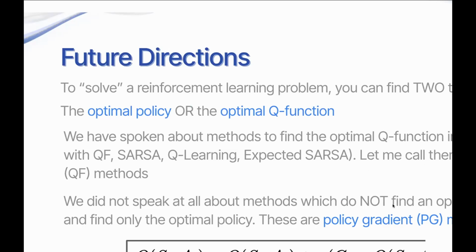We did not speak at all about methods which don't find an optimal Q function and only find the optimal policy. These methods are called policy gradient methods. And we didn't cover them at all because they're beyond the scope of this course because you need to understand gradient stuff. I would argue that Q function learning and policy gradient methods are like families of algorithms, okay? And in each family, there are important RL methods that are widely used today.